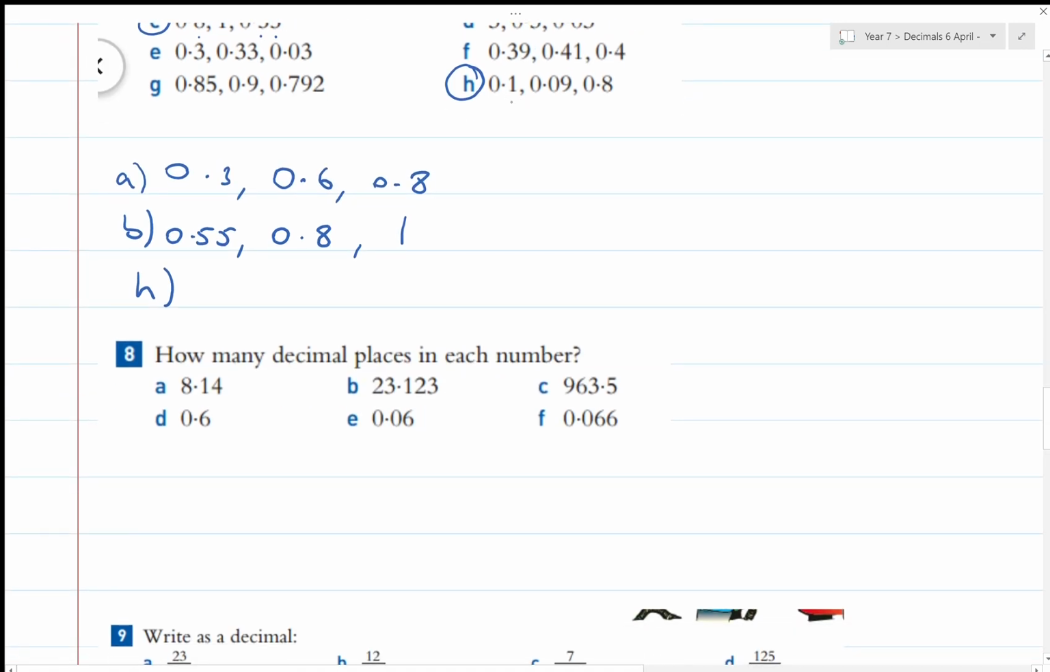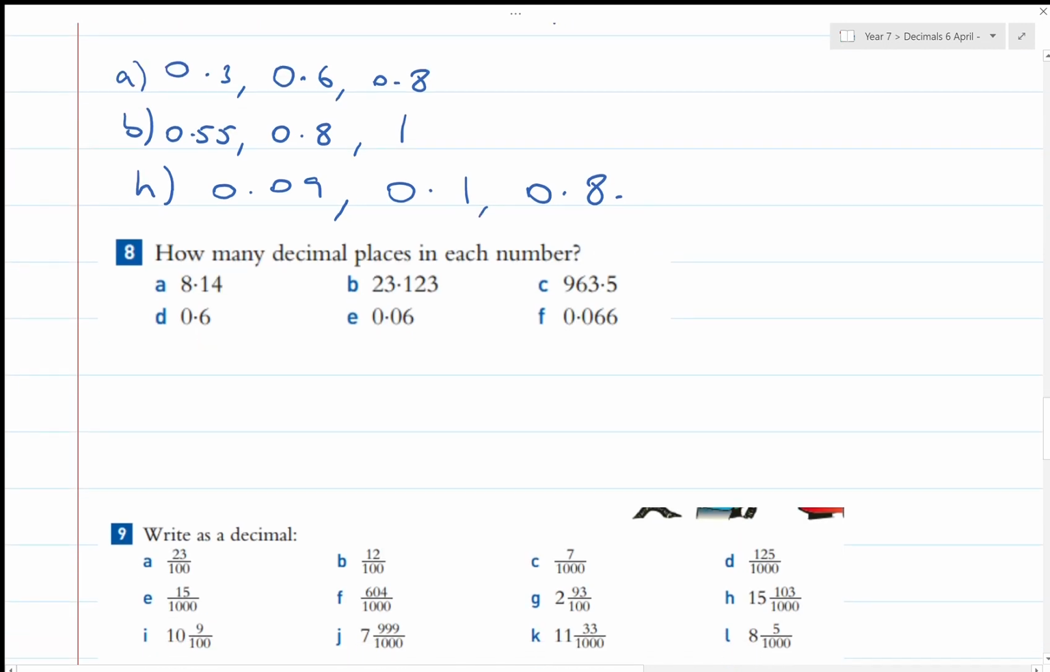Okay, this is a very tricky one. 0.1, 0.09, 0.8. So this one is the smallest because the first decimal place is a 0. The other ones both have non-zero first decimal places. It's the smallest, it's just 9 1,000ths. Now you look at the decimal places. Right, this is 1/10, this is 8/10. Clearly I would rather have 8/10 of a cake than 1/10 of a cake.